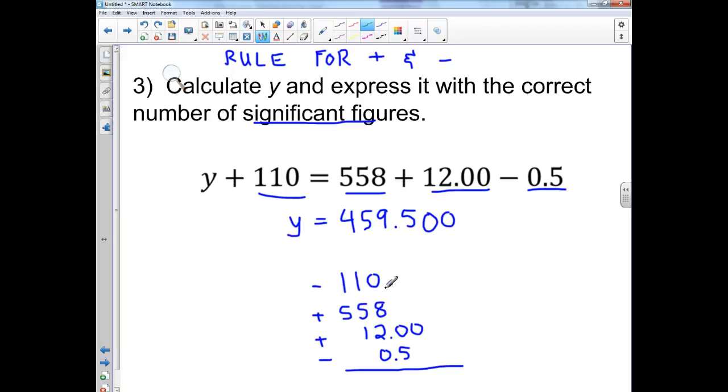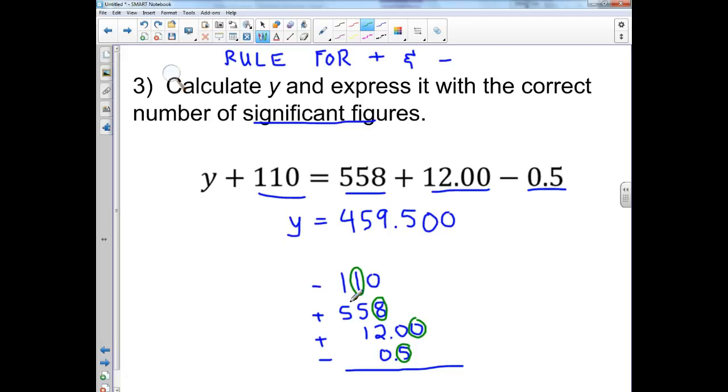Okay, here's another way to think about this type of problem. When adding and subtracting, you have to figure out which of these values is the least precise. And by precise I mean, which one is rounded to the biggest place. This one is rounded to the tens place. This is rounded to the units place, the ones place. This number 12.00 is rounded to the hundredths place, and this number 0.5 is rounded to the tenths place. So which one is rounded to the biggest place?